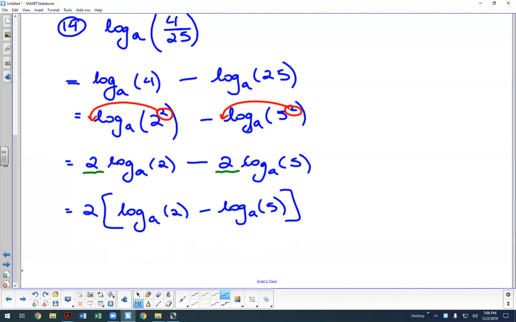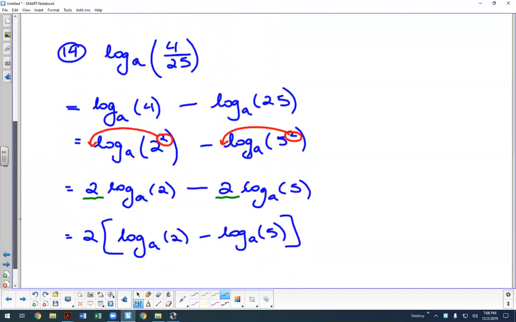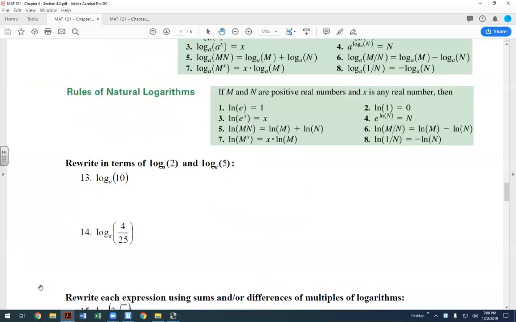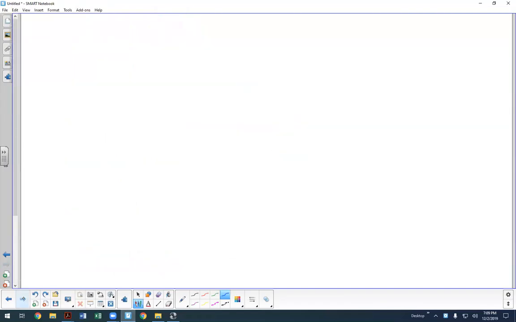Okay, so remember, these guys were specifically asking us to break number 13 and 14 down using only log of 2 and log of 5, right? So that's why we're keeping it in this format. Now, these next couple examples are just saying rewrite them using sums or differences of multiples of logs, and the other set is asking us to write them as single logs. So depending on what your instructions are, you have to follow the process with those. So rewrite them using sums and/or differences.